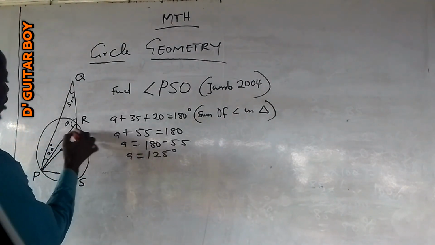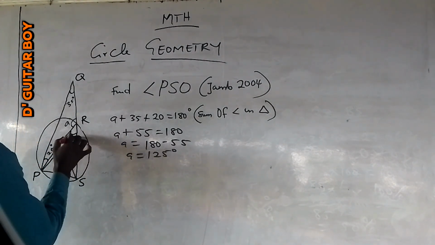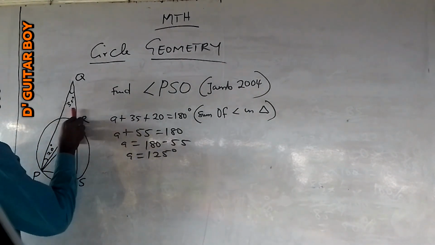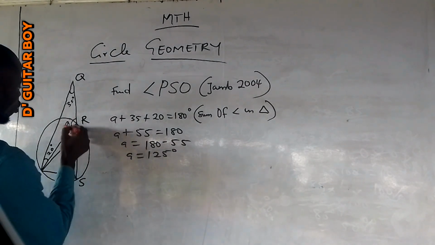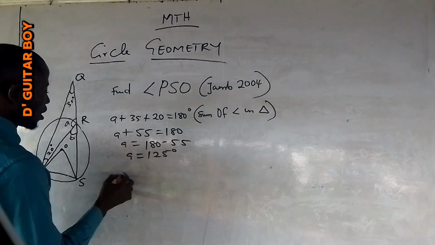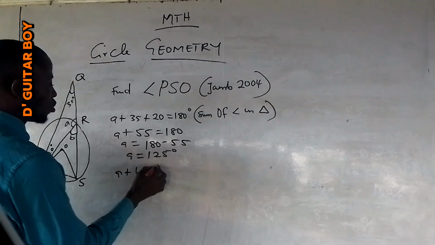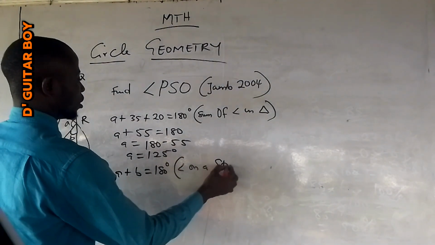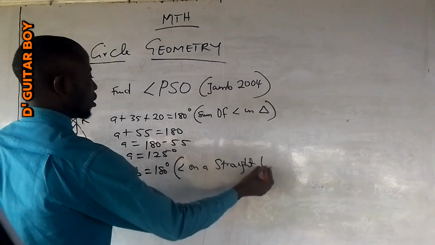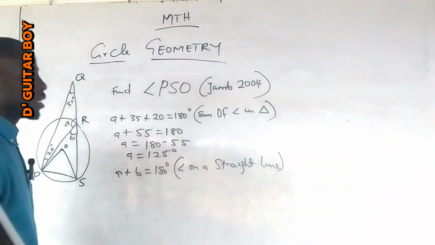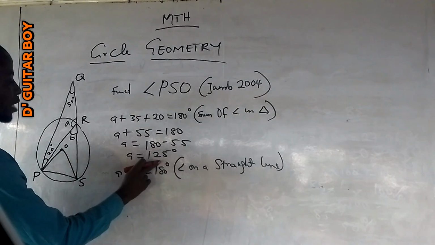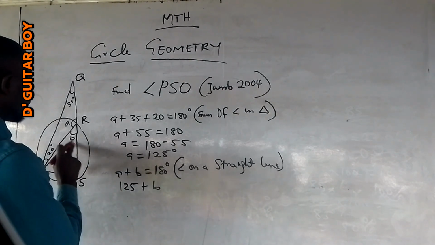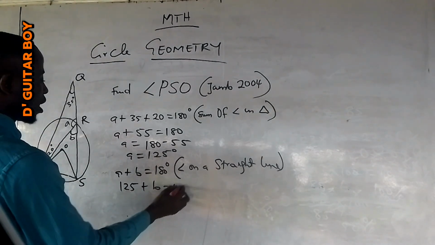The next one is we'll now calculate here. This angle, let's call it B. If you check A and B, they are on a straight line. So you now use another theorem here, angle on a straight line. So A plus B is equal to 180 degrees. What's the reason? Angle on a straight line. So you already calculated A. A is 125 plus B, which you are looking for, equal to 180 degrees.